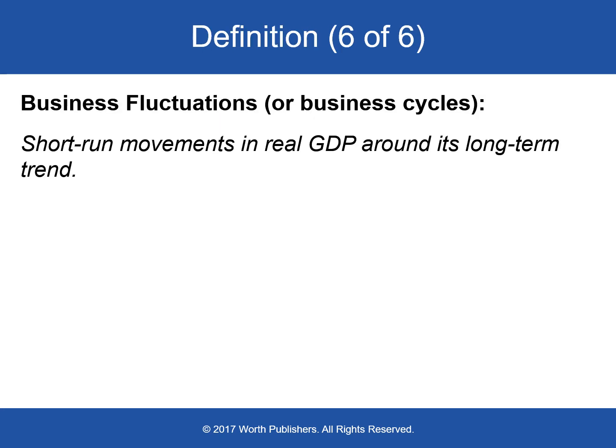And in that vein, a business fluctuation or business cycle is a short-run movement in real GDP around its long-run trend. So when you had the high rates of growth or low rates of growth in the previous diagram, that's what we're talking about as a business fluctuation.